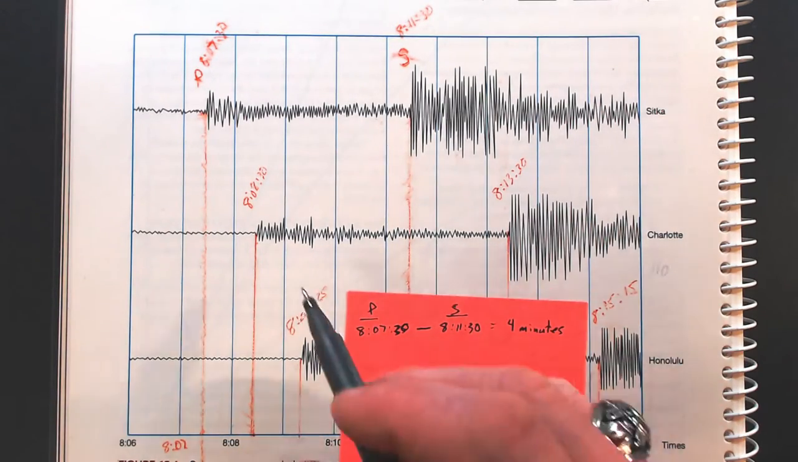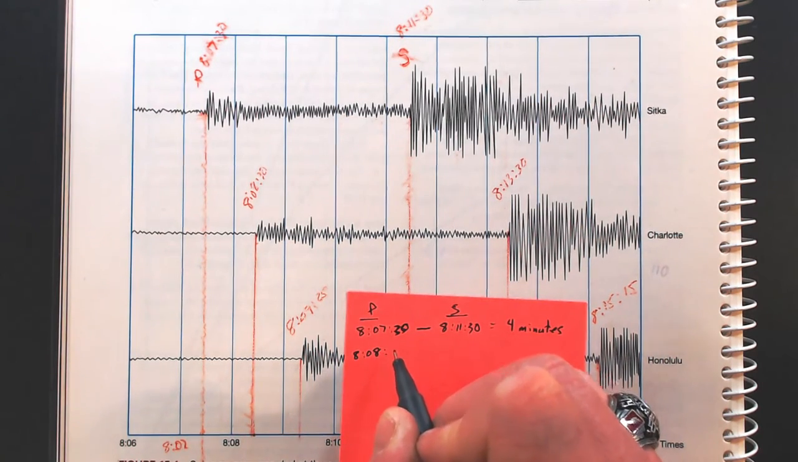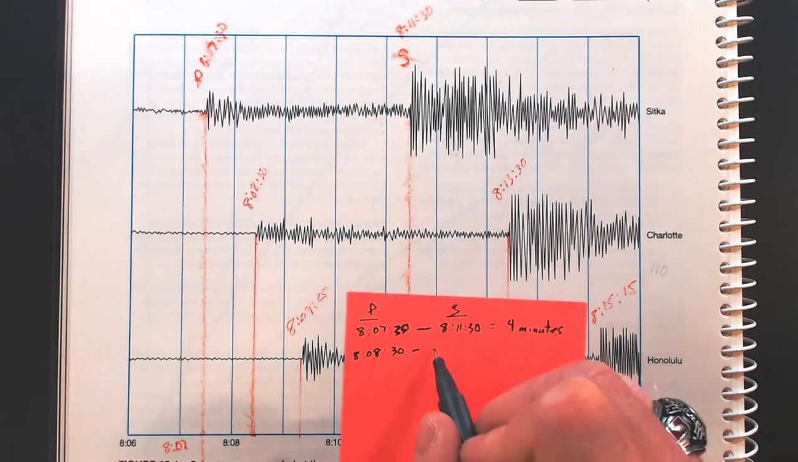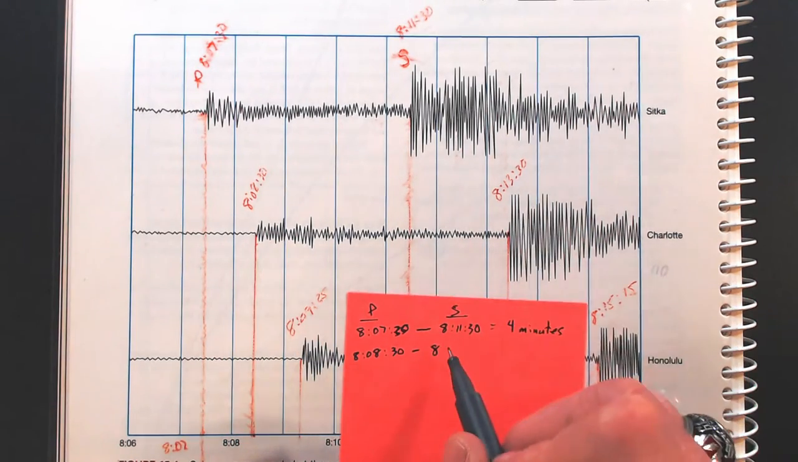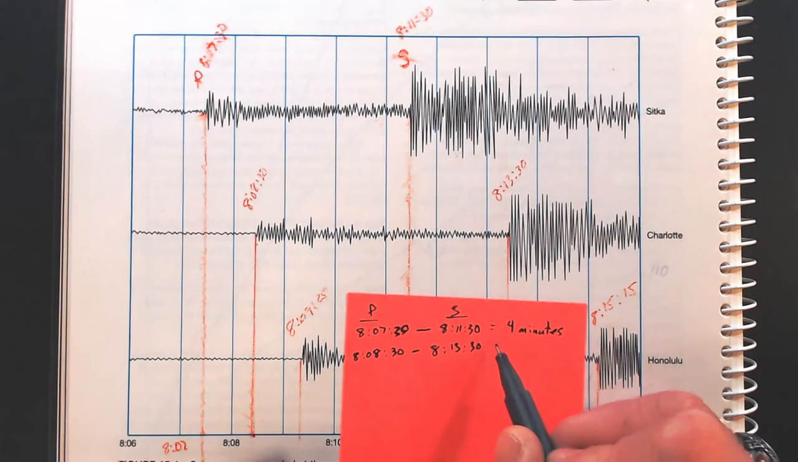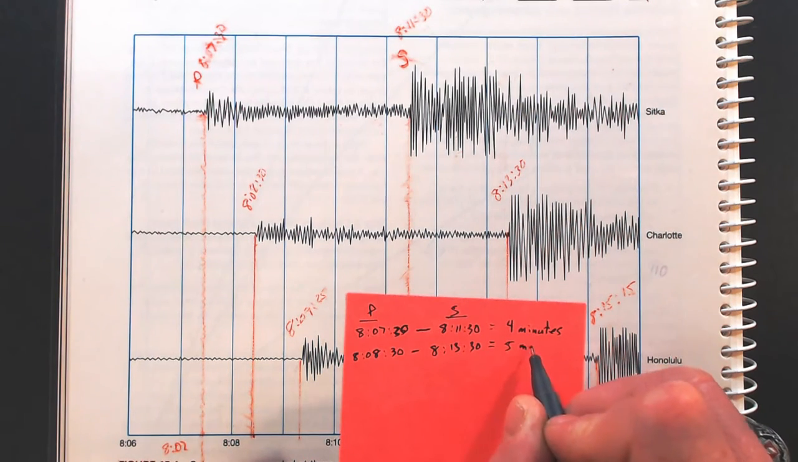We go to Charlotte and we have 8:08:30, and we're going to subtract that from 8:13:30 right here, and if we subtract the two there, we're going to end up with 5 minutes.